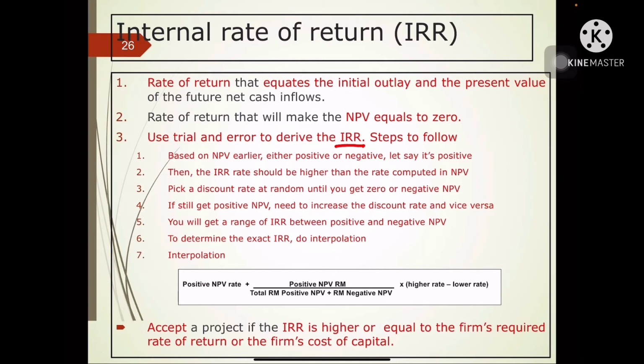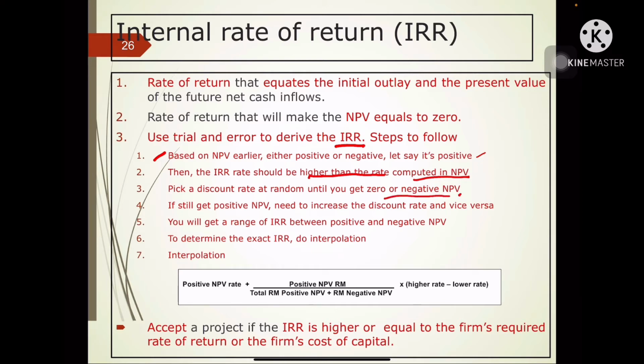So number one, based on the NPV earlier, either positive or negative, we have to decide on the next calculation. Alright, let's say it's positive, so it means that the company has extra money. So the IRR should be higher than the rate computed in the NPV. So if you get positive, then we should try a higher rate. So pick a discount rate at random until you get 0 or negative NPV.